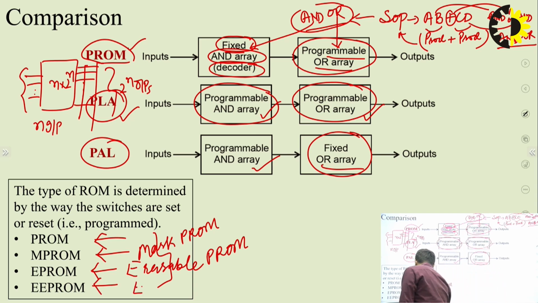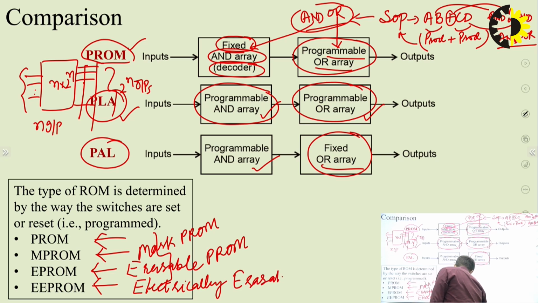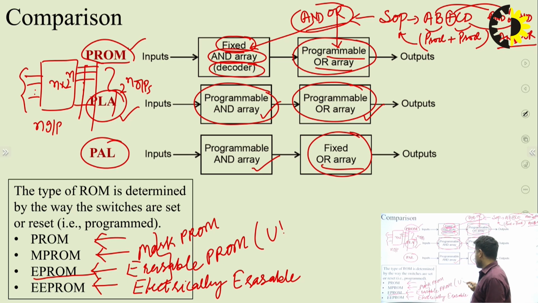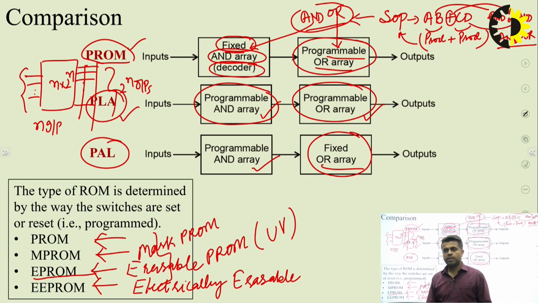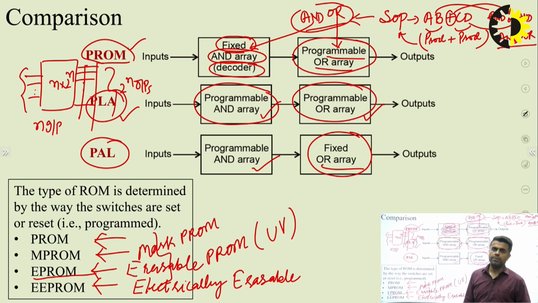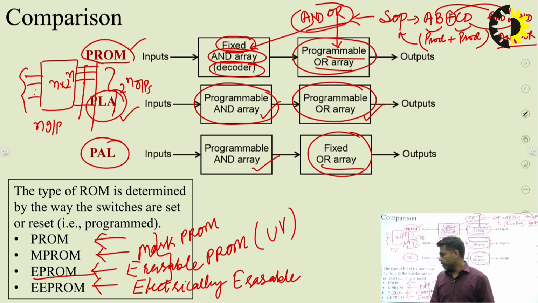EEPROM means electrically erasable. In EPROM, the erasing mechanism is something other than electrical: ultraviolet rays are used for erasing the contents of the PROM. If UV rays are used for the erasing mechanism, then it is EPROM. But if electric current is used for erasing, then it becomes electrically erasable programmable read-only memory. So these are the basic classifications of ROM.